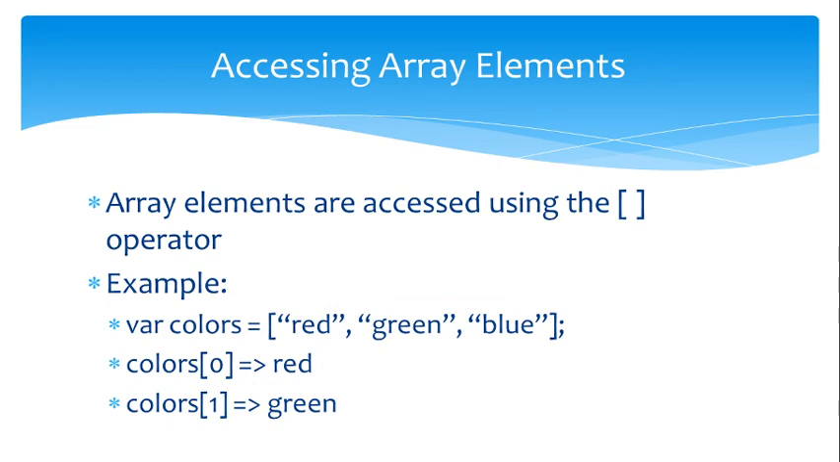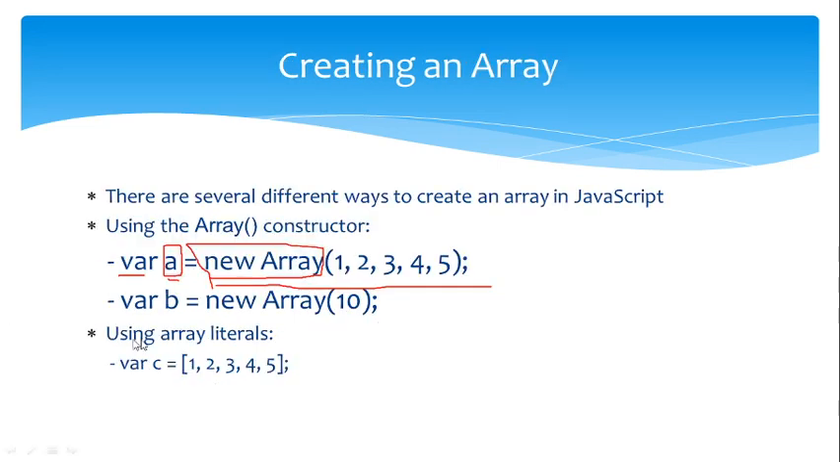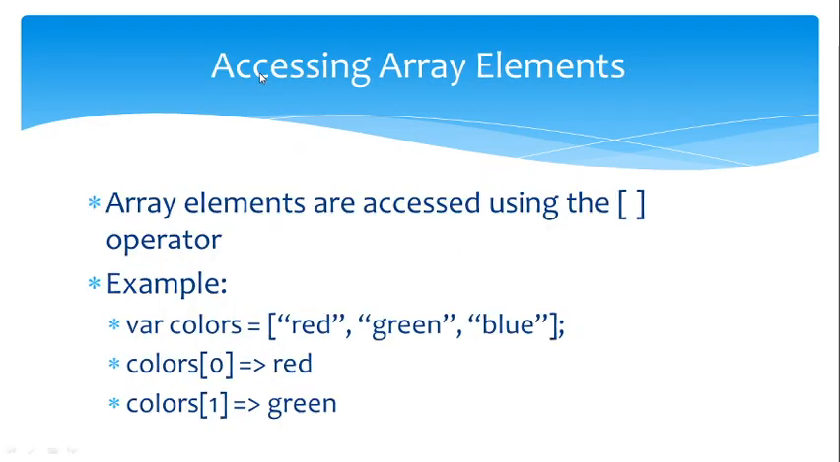Accessing array elements. Just now we saw the simple way to create an array. We will do this practically when we do the practical. Okay, accessing array elements. Array elements can be accessed using the square bracket operator. For example, colors is equal to red, green, blue.